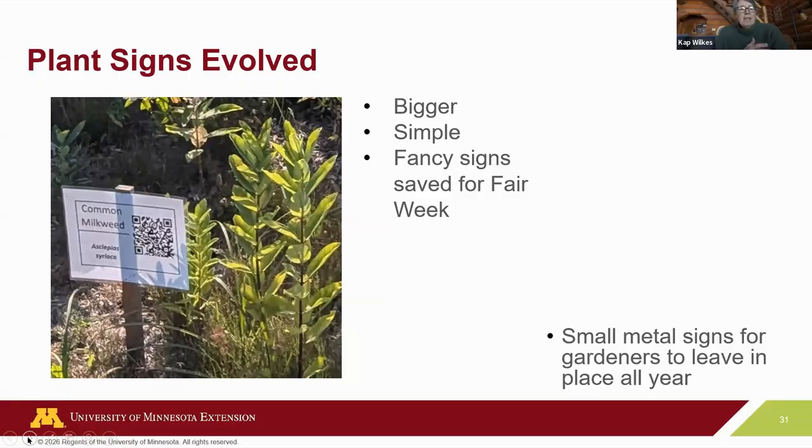The first set of signs that you can see on the left were very low cost. So it was laminated paper printed on a home printer, created by volunteers. We used staples and spare wooden stakes and a hammer to get them into place, and that was pretty straightforward.